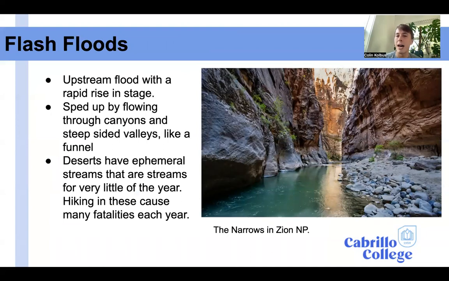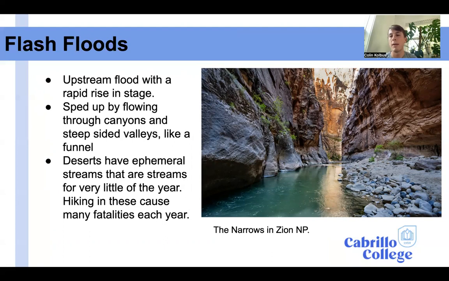Flash floods are a type of upstream flood, and these are defined by just a pretty rapid increase in the stage of a stream or river. And this is sped up by flowing through canyons and really steep-sided valleys. You get a lot of rain on the top of a mountain, and then it's basically channeled like a funnel through entire ecosystems, causing a flash flood in a region.